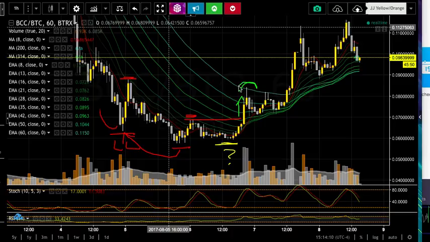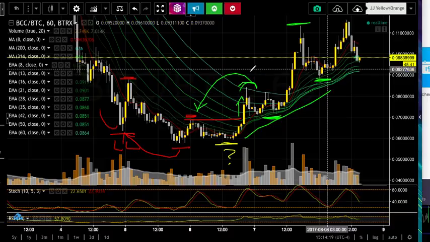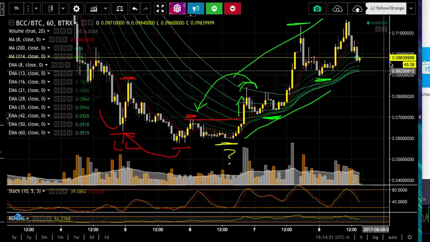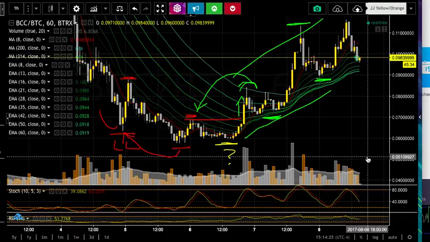This is a higher high relative to here. These are higher lows now, higher low, higher high. So this is the formation of uptrends, higher highs and higher lows. So this is why we're buying today on this dip.